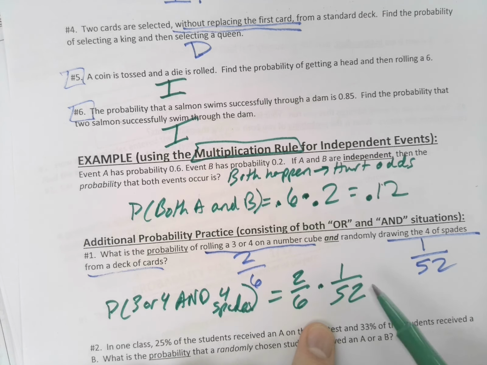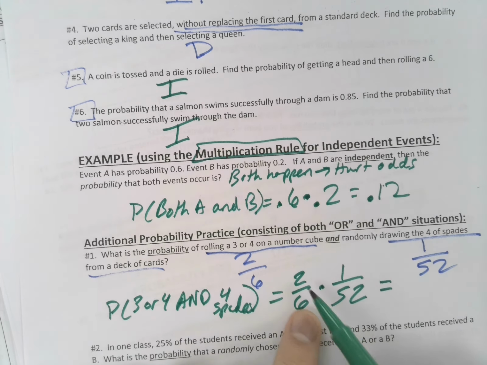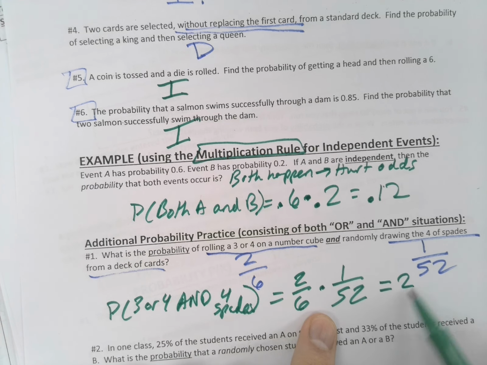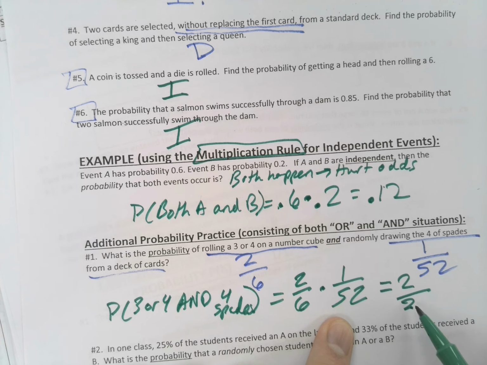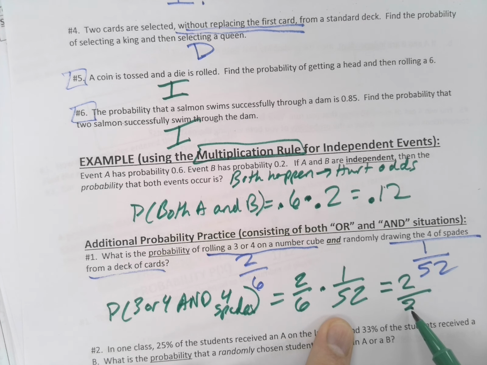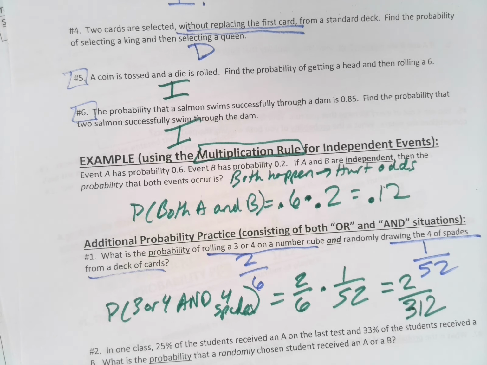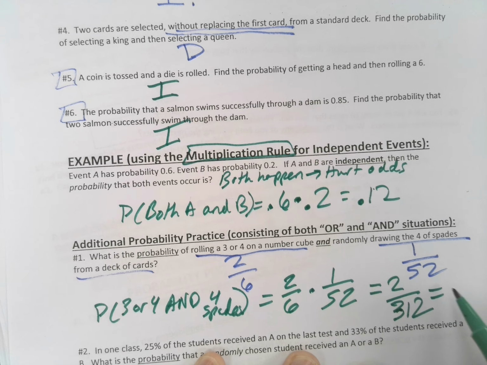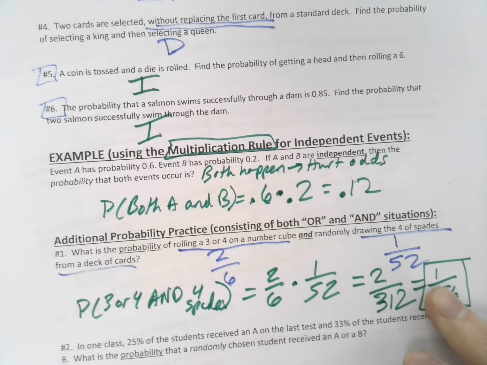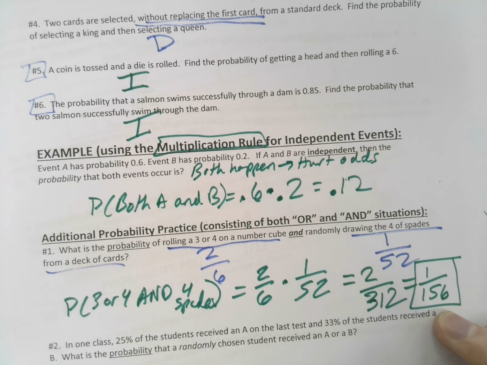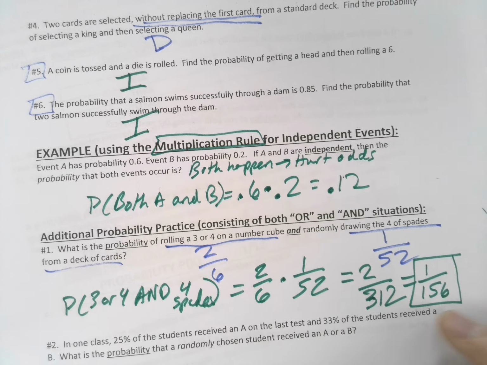So you can already tell these are not going to be great odds. So we multiply 2 times 1 is 2 over 6 times 52. That is 312, I believe. Let me double check. Yep, 312. And then that reduces down to 1 out of 156. So in other words, not great odds. Not great odds at all.